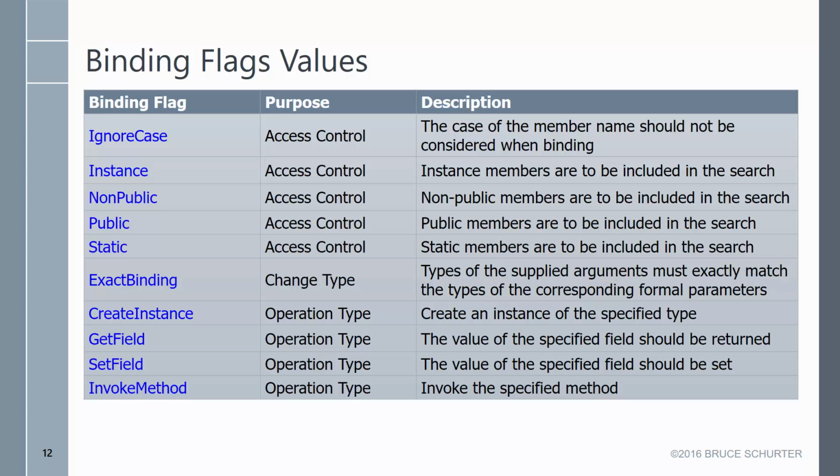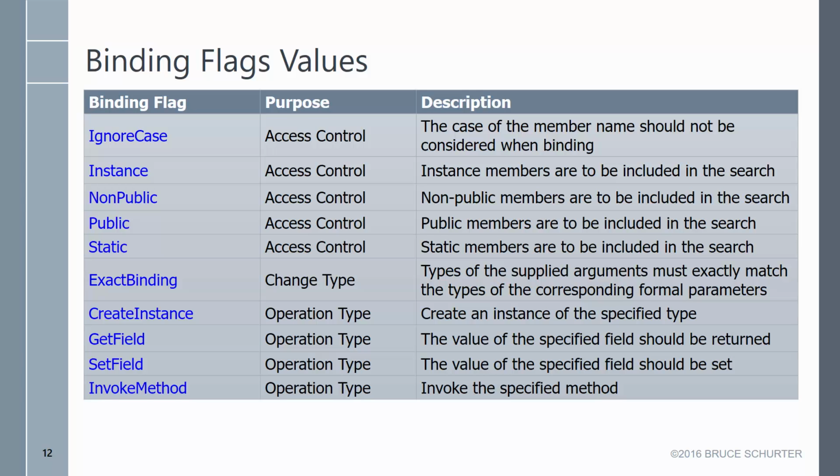Then we have change type and operation type binding flags as well, where we have the change type for exact binding indicates that the types of the supplied arguments must exactly match the types of the corresponding formal parameters. So when we are looking for a given method, we can specify we're looking for the overload that contains exactly these types of parameters. That means we don't have to worry about which constructor we're going to call, because that's what we're actually referring to here for that kind of constructor method. So it'll be exactly the one we're asking for.